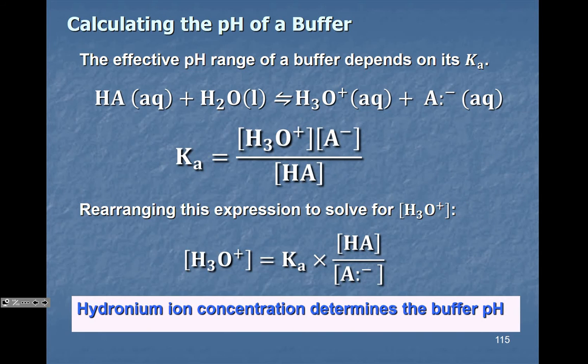So, when we do a Ka, here's a general Ka for a weak acid. It does depend on that concentration. If we're trying to find out what the pH is for that concentration, we solve for the H3O plus ion, and then we'll take minus the log of that to find the pH. The hydronium ion does determine the pH of a buffer.